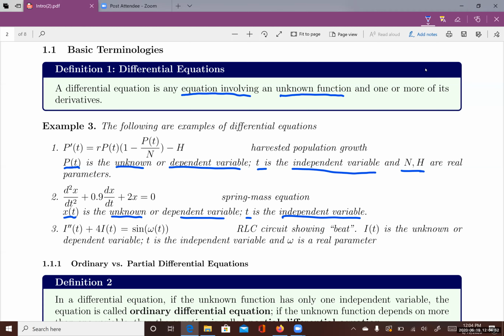Now look at the third equation here. Again, you have the second derivative of I, and functions in terms of t. In this case, it is an example of an RLC circuit showing beat. And I, again, is the unknown or dependent variable, t is the independent variable, and omega is a real parameter.